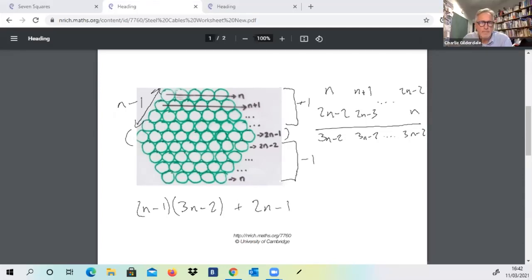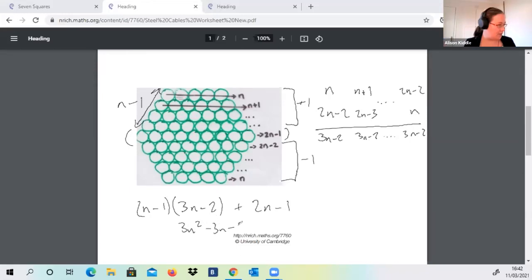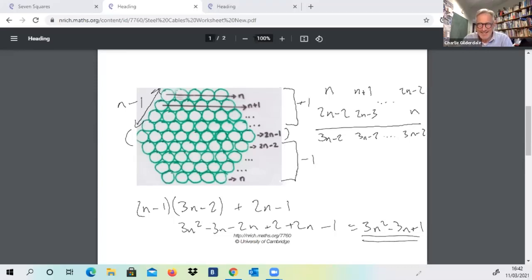Yes. Okay. Should we check that that gives us the same formula? Yes, it should give us 3n squared minus 3n plus 1, I think we worked out earlier. So I'm getting 3n squared minus 3n minus 2n plus 2 plus 2n minus 1, which simplifies to give 3n squared minus 3n plus 1. Phew. So again, we've got that lovely thing of finding the same rule in 2 different ways.